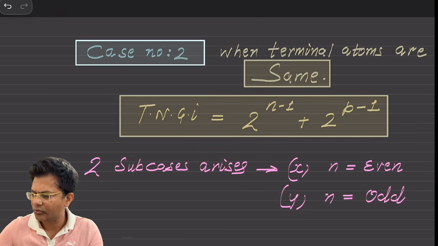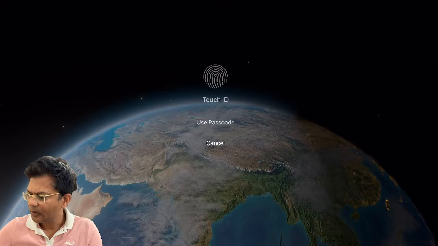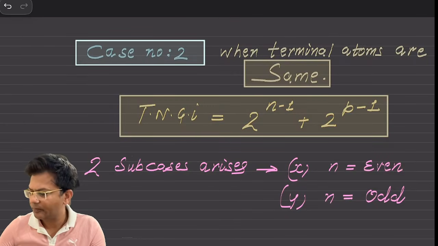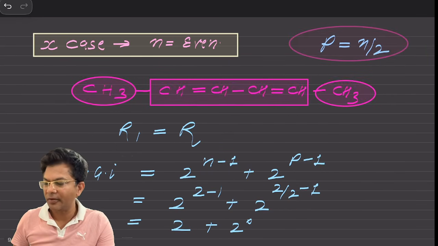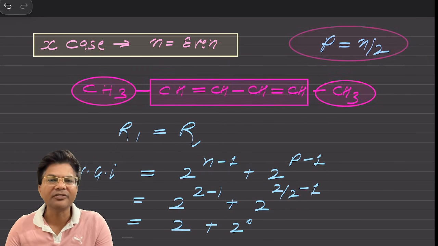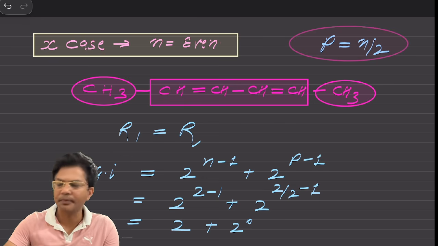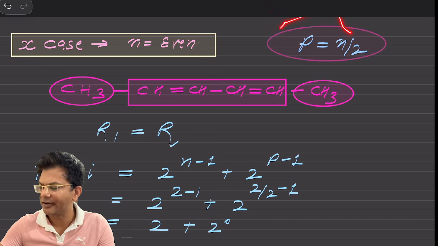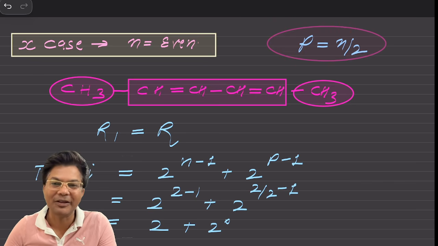Okay kids, just wait. So see, it's over here. The first case, n is even. When n is even, the p value is n by 2. Where is it written, sir? It's over here, my dear students. P is equal to n by 2.